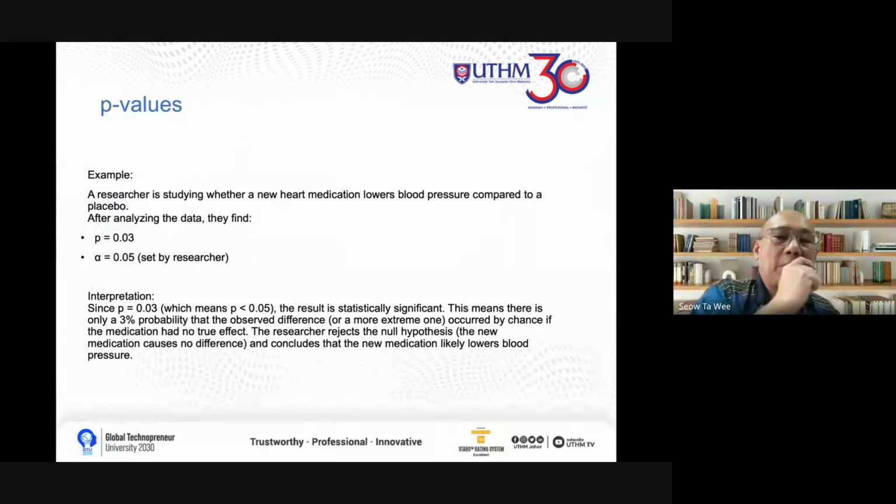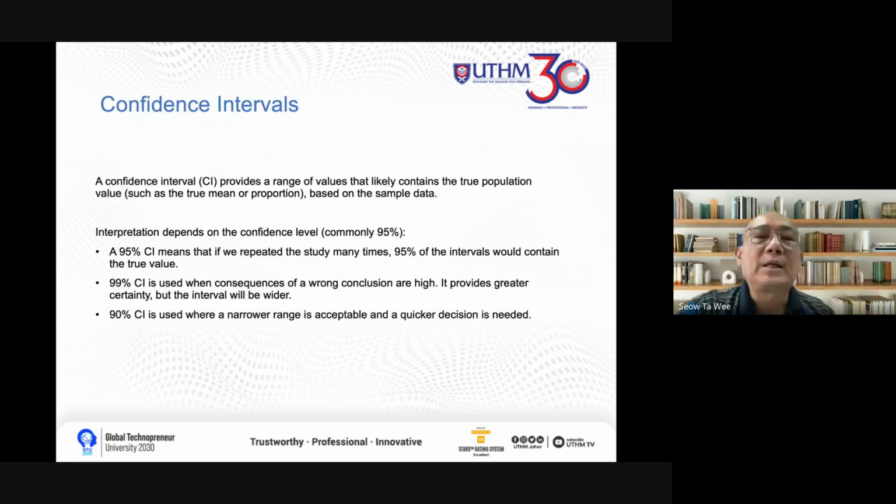So they conclude that the new medication likely lowers blood pressure. It is important that we use the p-value when running our analysis to get p. Alpha we can set up, but p is normally based on the type of analysis, and it tells us whether the data is significant.